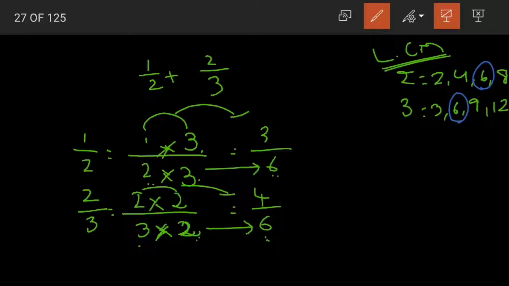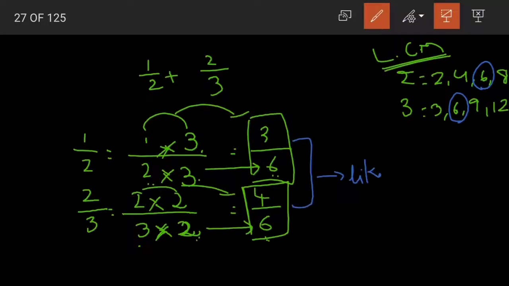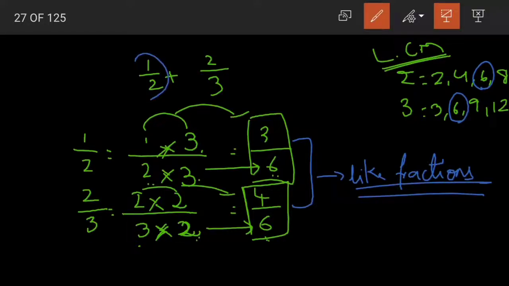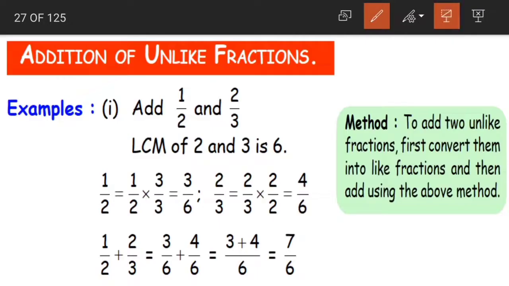What are the resultant fractions? 3 by 6 and 4 by 6. What are these two now? These two are our like fractions. Yes, children, these two are our like fractions. We started with 1 by 2 and 2 by 3, which were unlike fractions. But after finding the LCM, we are with two like fractions, 3 by 6 and 4 by 6.